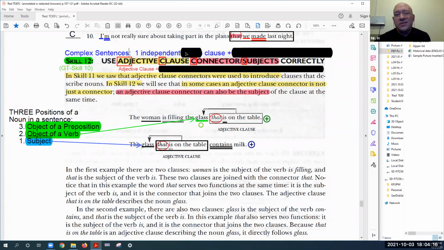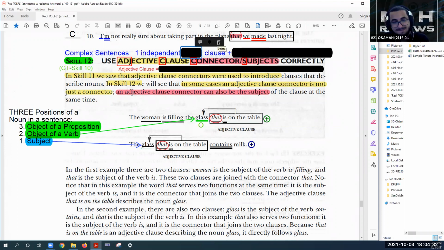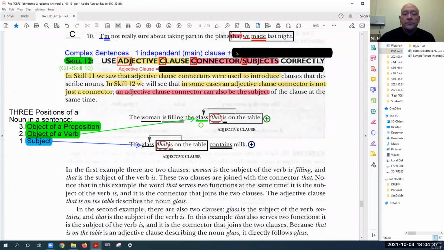And what's an independent clause? It has a subject and a verb. There's another name for an independent clause. Main clause. It's the same thing, right?